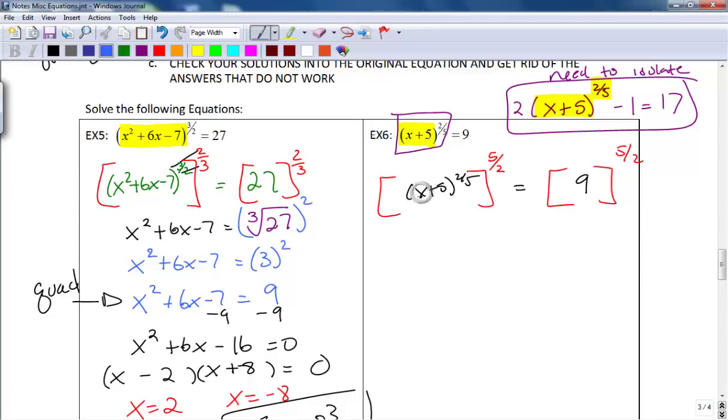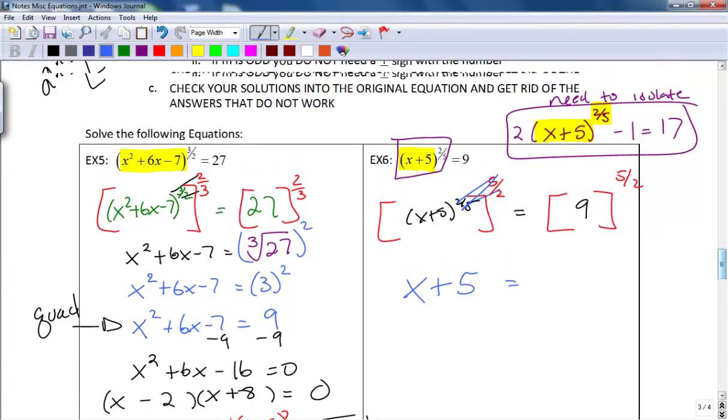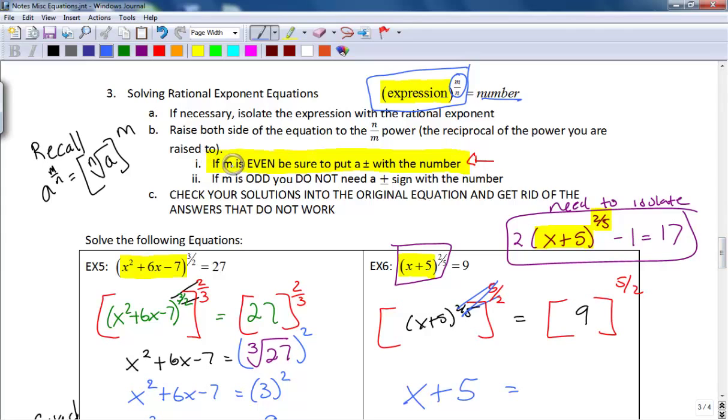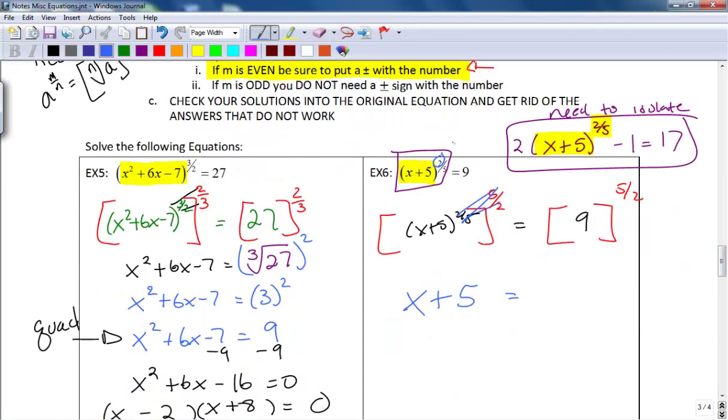Well, let's clean up here. X plus 5 to the 2/5, we cancel here because 5's cancel, 2's cancel, and that would just be 1. I have x plus 5 equals, well, I need to take 9 to the 5 halves, but remember within this step, if the original numerator is even, you have to write a plus or minus with the number. So my original numerator here too is an even number. So on the right hand side, I have to write plus or minus, and then 9 to the 5 halves is really the square root of 9 to the 5th power.